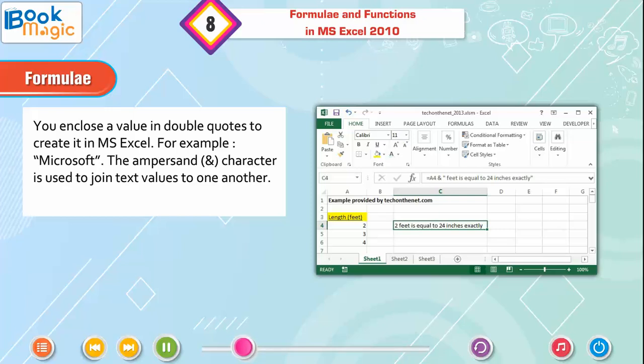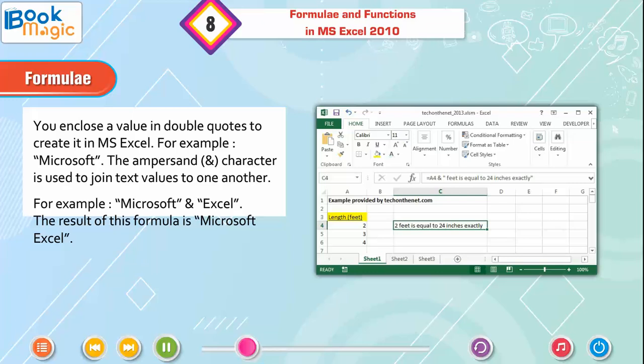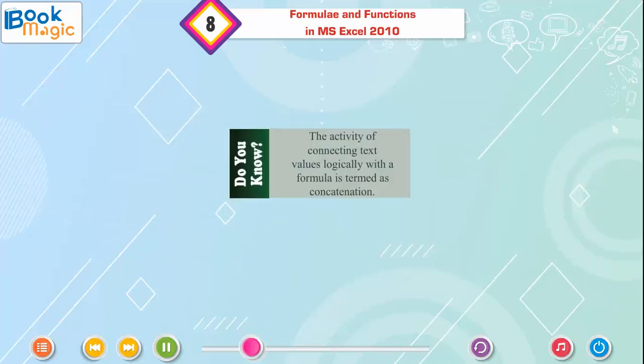For example, "Microsoft". The ampersand character is used to join text values to one another. For example, "Microsoft" & "Excel". The result of this formula is Microsoft Excel. Do you know? The activity of connecting text values with a formula is termed concatenation.